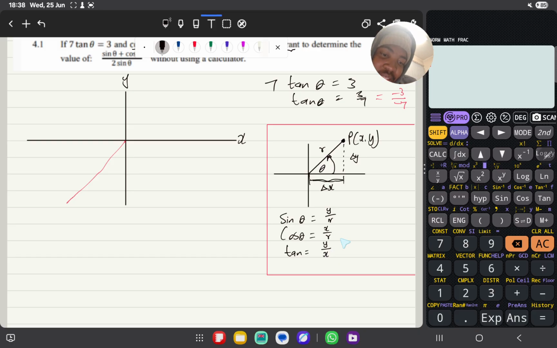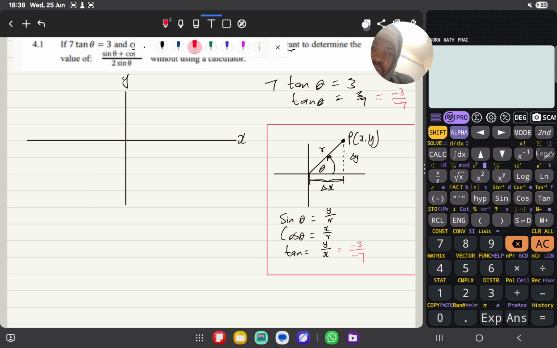So now this tells us that here we have minus 3 over minus 7, meaning minus 7 is x and minus 3 is y.